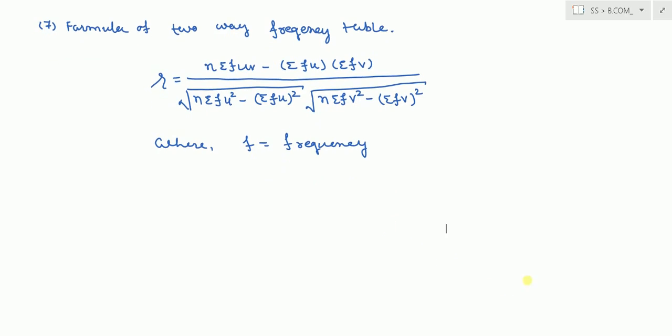Now we are going to write the formula of Spearman's method.